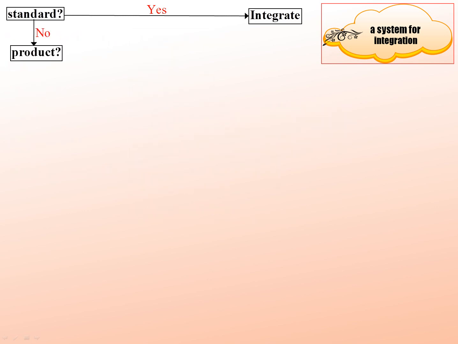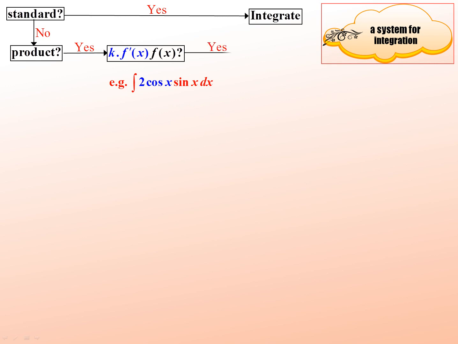If not a standard integral, we look and say, well, is it a product? If it's yes, well, is it a function multiplied by its derivative, times a constant if necessary? Is this a function multiplied by its derivative? Well, have a look here. There's sin x, there's the derivative, cos x. So the answer is yes in this case.